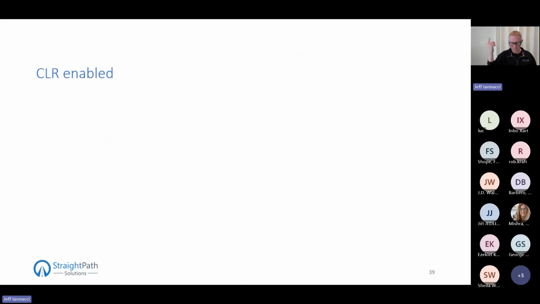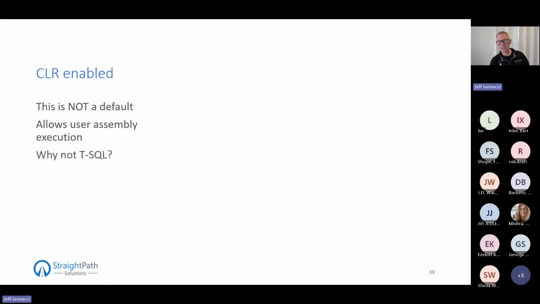All right, CLR enabled. We saw at the beginning of this session that one of the attack vectors was to use CLR enabled. Now, this is not an option that's enabled by default. What does this do? It allows user assembly execution, and anything can be included in that, right?